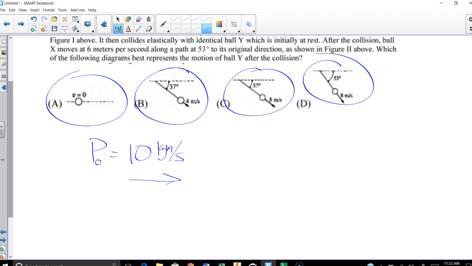After the collision, when you add up all the momenta of the 2 objects, what is the final momentum going to be? It's got to be 10 kilogram meters per second to the right. It has to be the same. Because of conservation, all the forces are internal. It's just between the 2 objects. Now, what's interesting, though, is it's not going to look like 10.